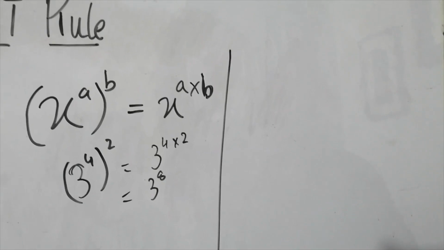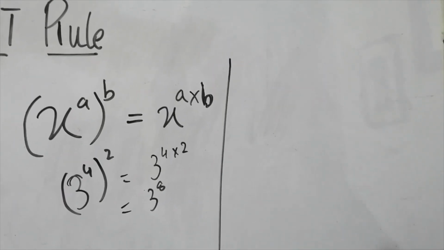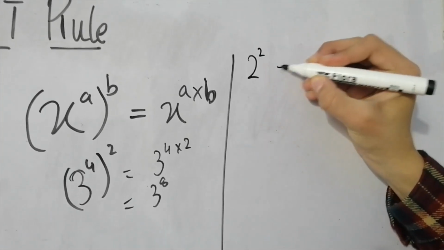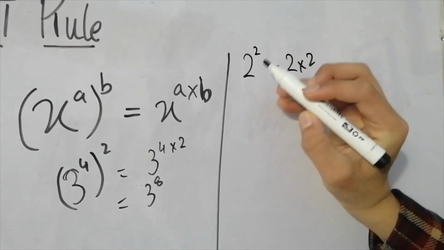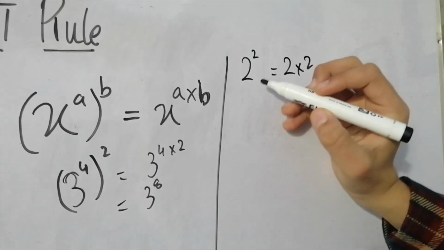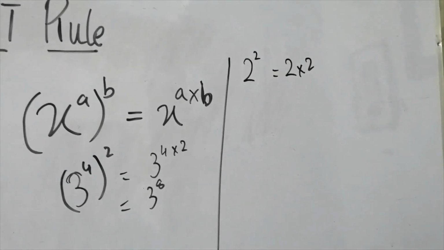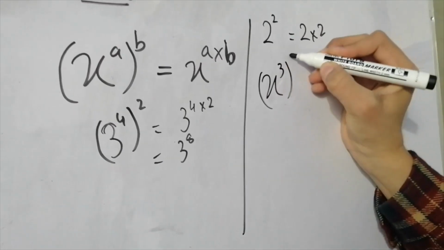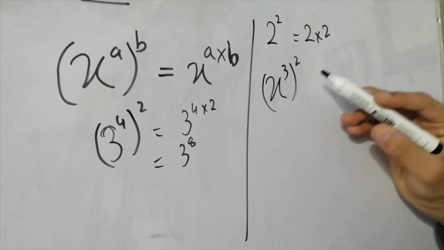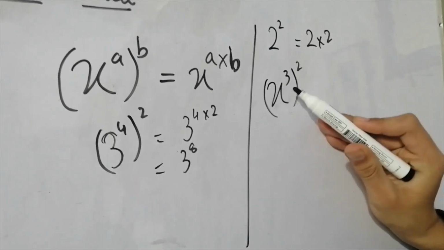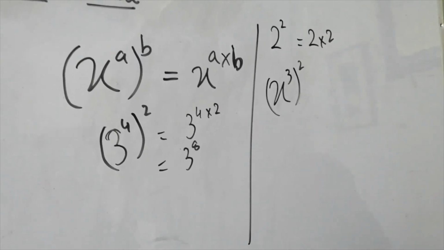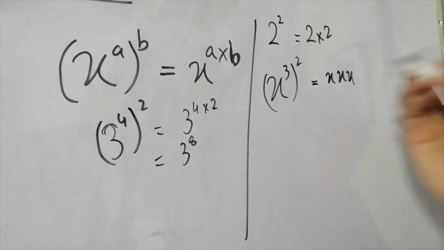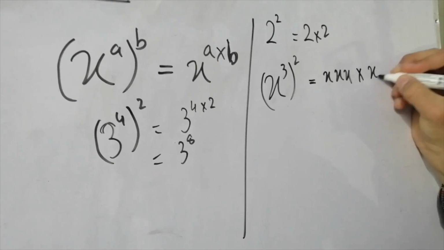The proof for this rule is, first you need to remember what power means. Power is basically, for example, 2 power 2 is 2 into 2. So it's the base number multiplied by itself by the value of the power. So if we take this example, x cube whole power 2, basically multiplying x cube by itself twice, because that's the value of the power. So it's basically x cube into x cube.